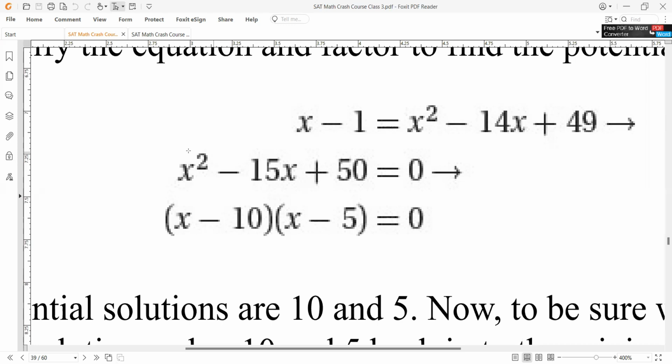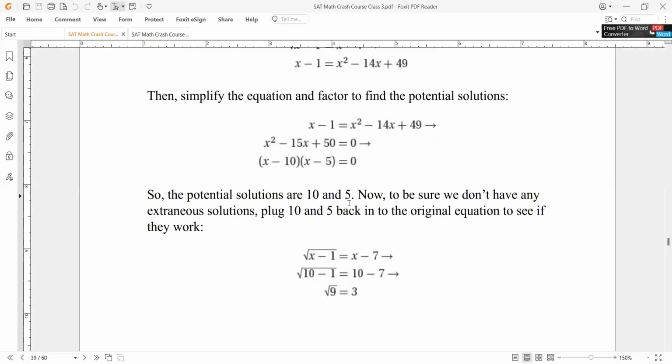Yeah, exactly. Because you just need to do the factorizing here. And after doing the factorizing, you are just getting these two products, and the potential solutions are 10 and 5.